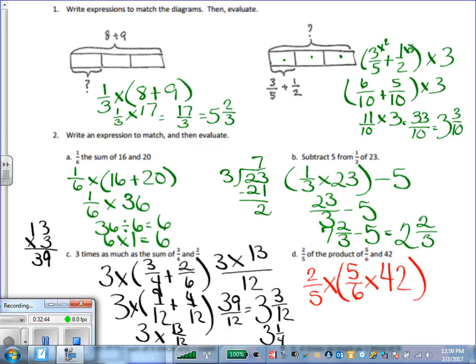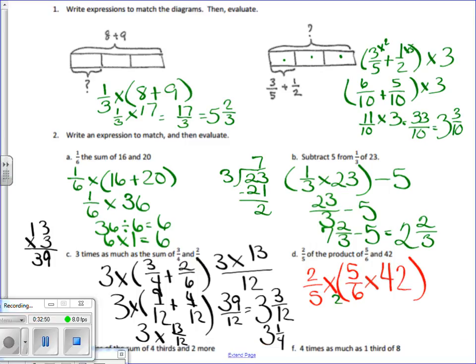So 42 divided by 6 is 7. 7 times 5 is 35. So then it's 2/5 times 35. So you've got to do 35 divided by 5, which is 7. 7 times 2 is 14. So your answer should have been 14 for D.